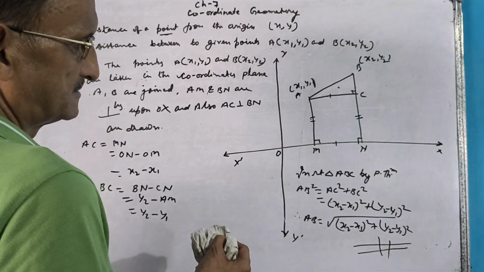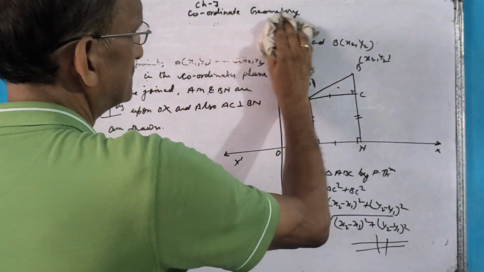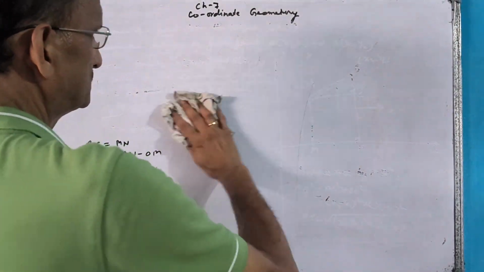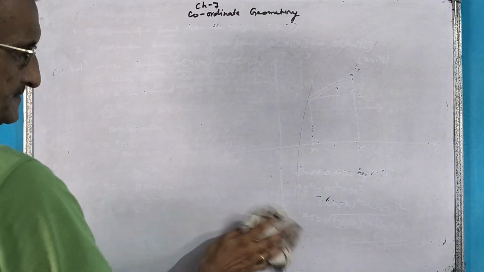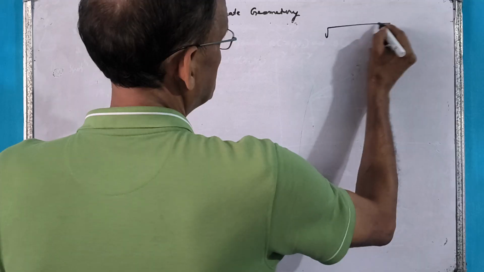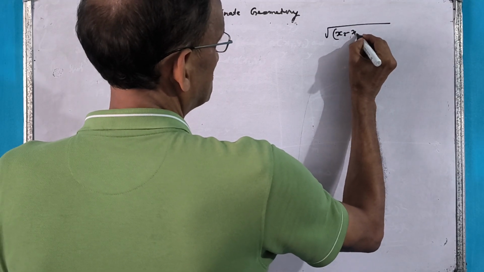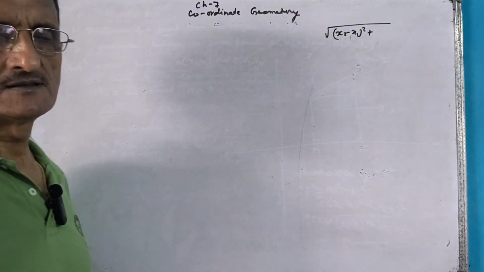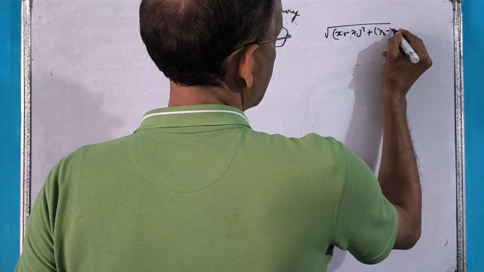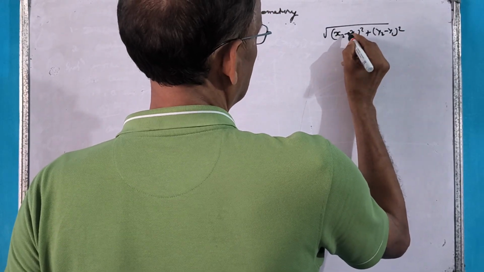Let me clean it. Okay. You can skip 5 seconds. Now, what is the distance between two points formula? x2 minus x1 whole square plus y2 minus y1 whole square. This is the distance between two points formula.